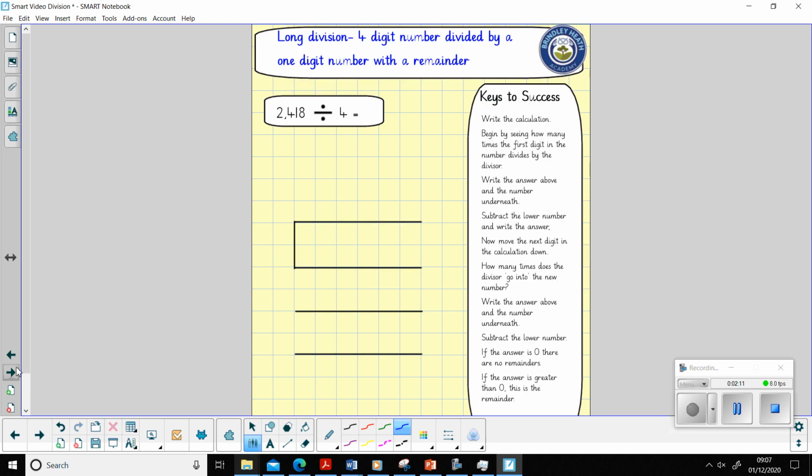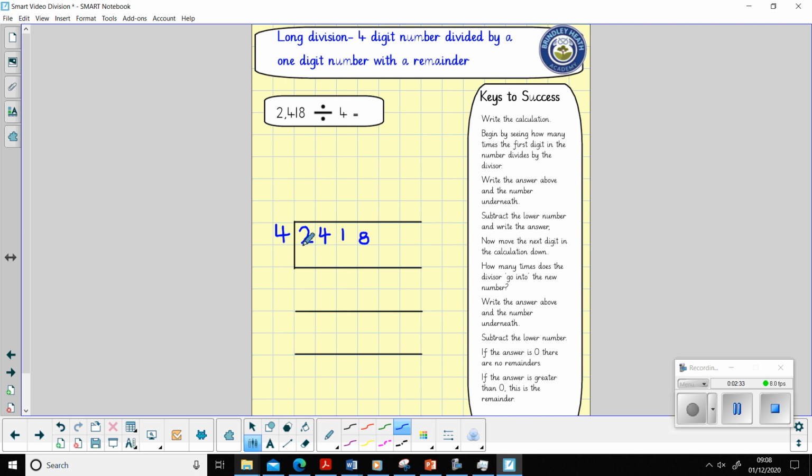Okay, now we're going to have a look at a 4-digit number divided by a 1-digit number. So writing my calculation exactly the same. This time it's 2,418. And I'm dividing that by 4.